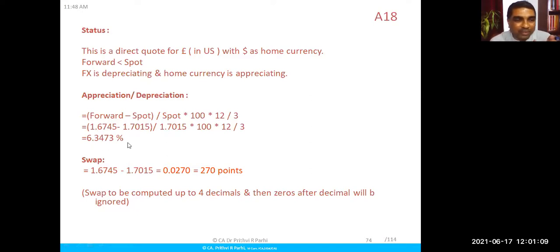What is the swap point? You can find it out: this minus this comes to 0.027, or 270 points. Okay. Yes. Okay, understood.